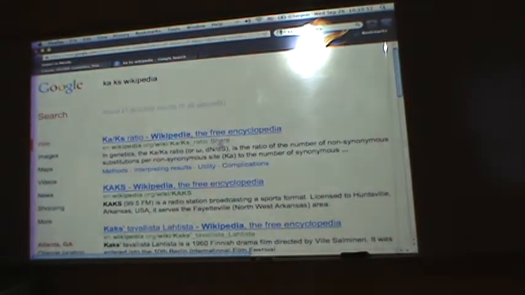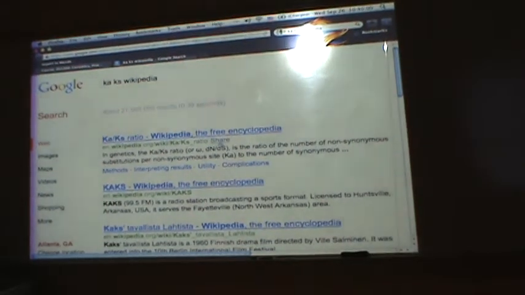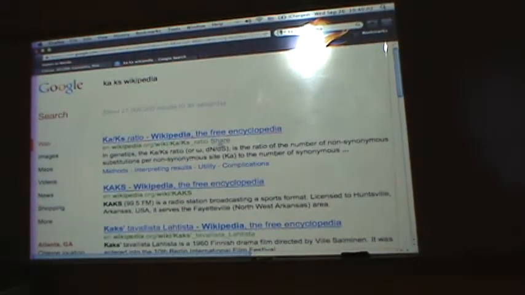So KA, what is A for nonsynonymous? Why is it called A? I don't know. A is probably for amino acid. Basically, a change in the amino acid is KA. S is for synonymous, probably. So S means a mutation at the DNA level but with no effect at the protein level.